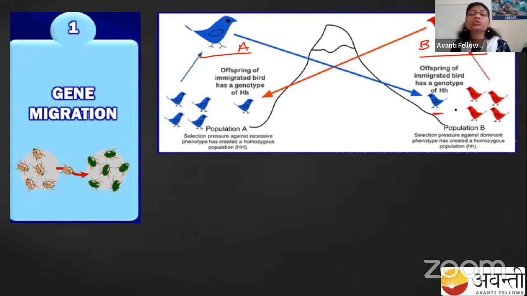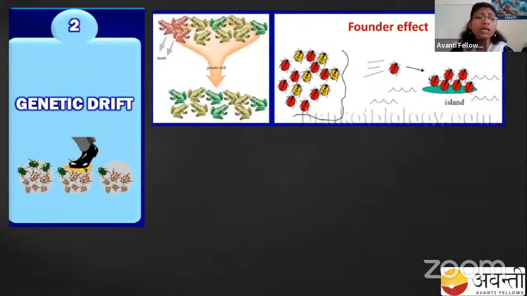It will lead to the formation of offspring by mating those individuals, and there we will find a new species. Okay.